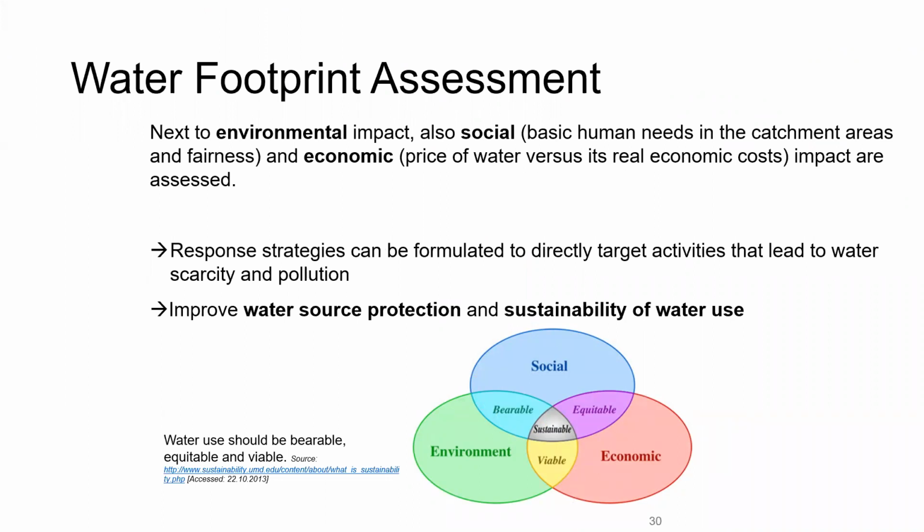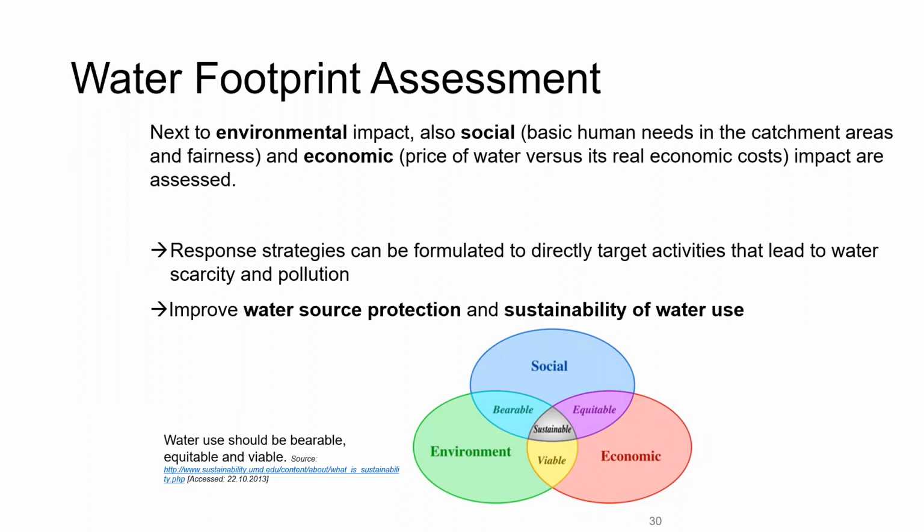So environmental impact or a social impact, and the third one is the economic impact. These are the important vital parts of life, of course. So social is the basic human need in the catchment area and fairness, and economic means the price of water versus its real economic cost we have to assess in water footprint.